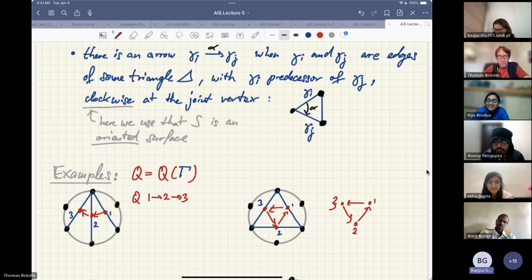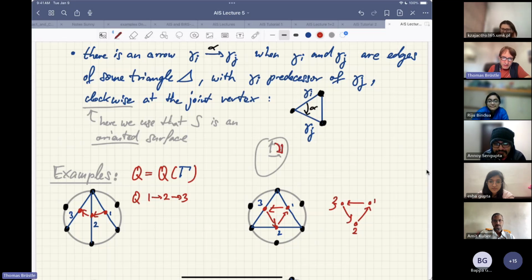Sorry, so isn't this anti-clockwise? How does your clock move? Your clock moves this way, right? Yes. Okay.